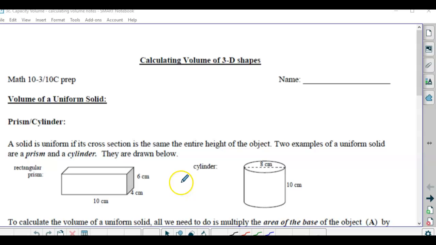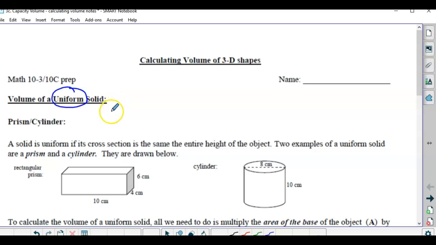Okay, so we are looking at calculating volume of three-dimensional shapes. So you've done some of this before, but we're looking at some different ones that maybe you haven't done as much of. So just a reminder what a uniform solid is.